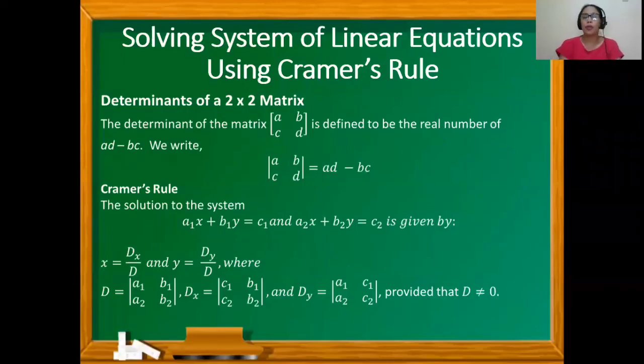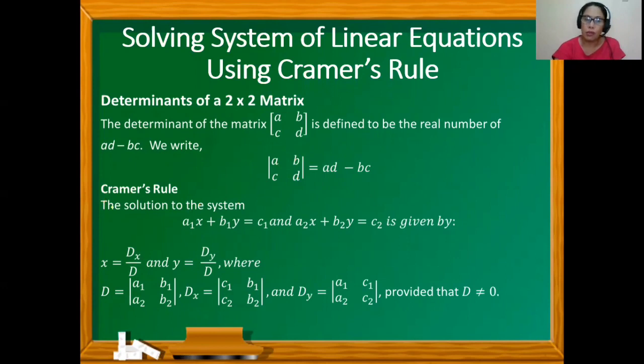Hi everyone, I'm going to discuss solving system of linear equations, this time using Cramer's rule. With this method, we're going to define the determinant of a 2 by 2 matrix. The determinant of the matrix defined by the elements A, B, C, D is a real number AD minus BC. We write the determinant equal to A times D minus B times C.